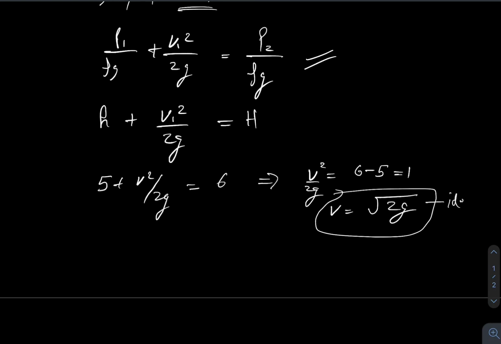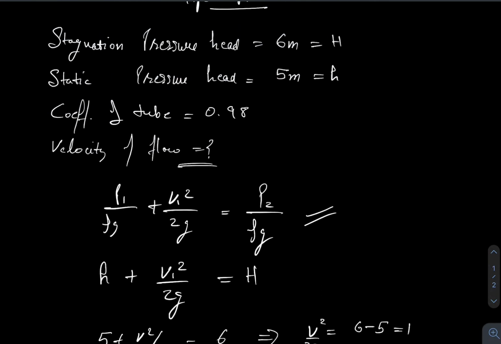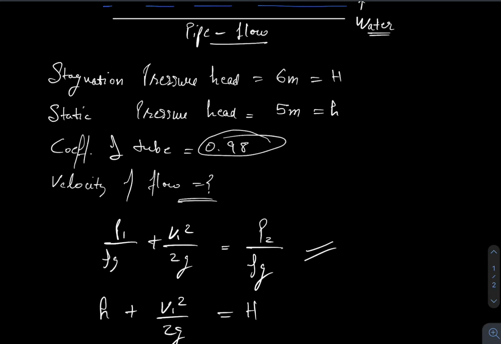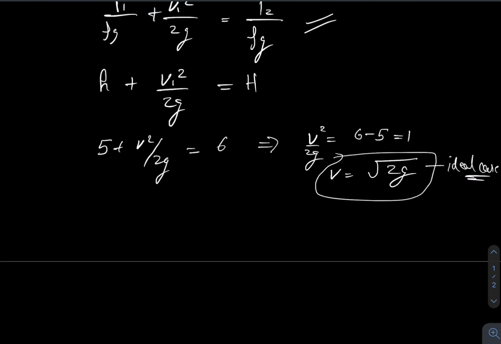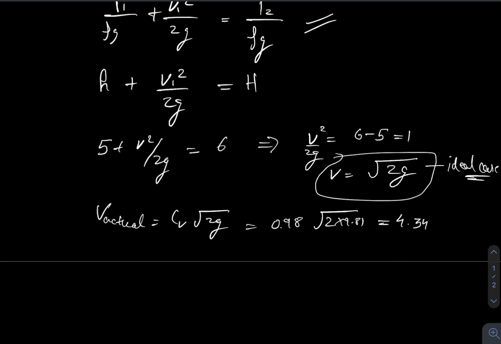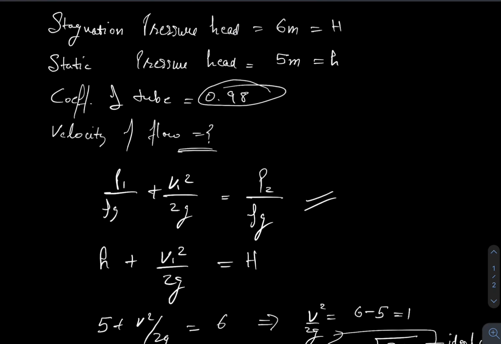This is only the ideal case, but here in the question coefficient of tube is given to us, that is 0.98. So we calculate practically the actual velocity. Velocity actual is equal to coefficient into the theoretical velocity that we calculated, which is under root 2g, so it is equal to 0.98 into under root 2 into 9.81. Fine. After calculation, you will see that it came out to be 4.34 meter per second. Okay, it was a very simple use of Bernoulli's equation.